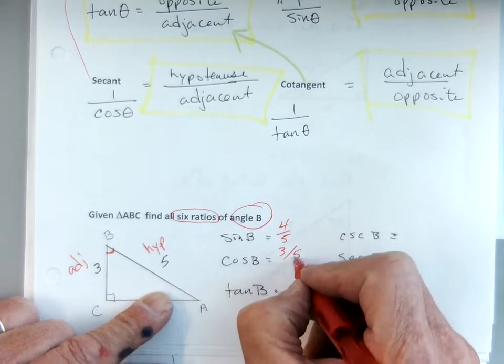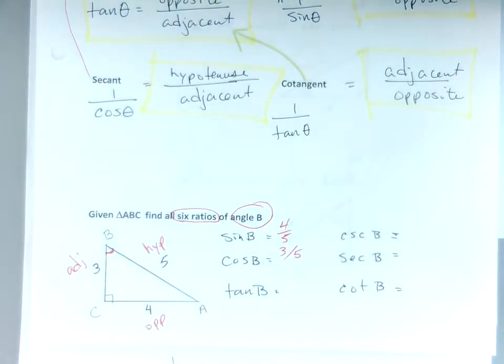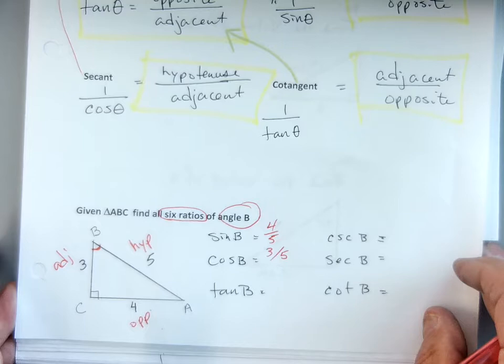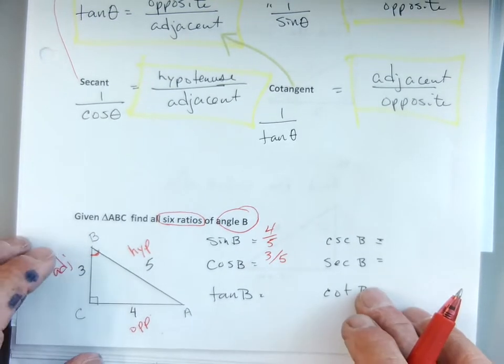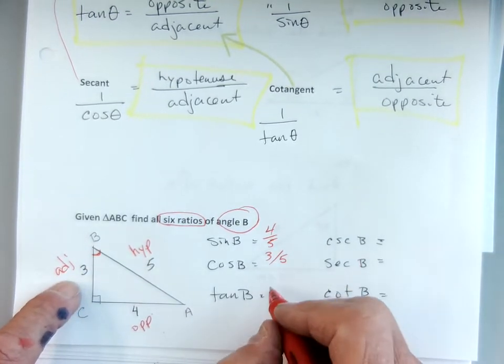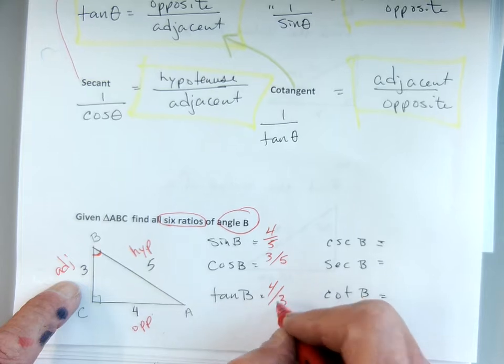Okay, and again, they're also up here, right? If you want to look up here, they're up there. You see it? They're up there for a reason. Tangent, what's tangent say? Okay, opposite over adjacent. I heard 4 over 3.